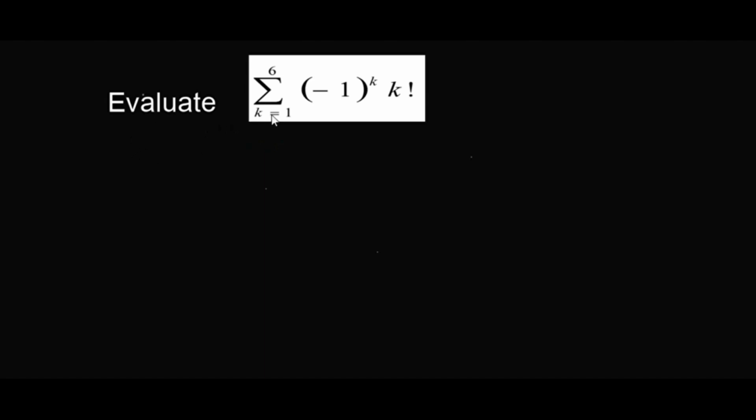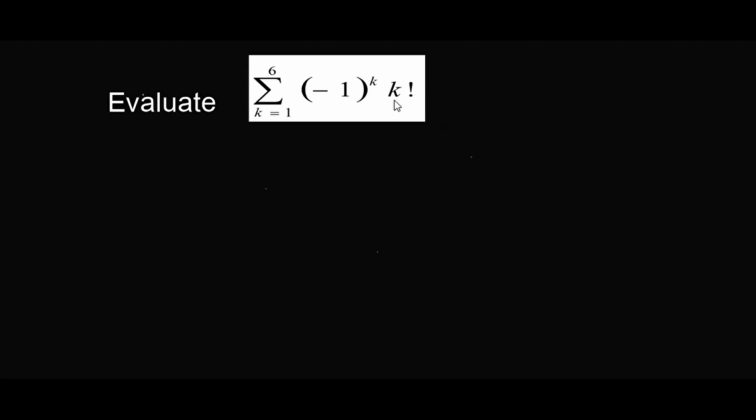What this simply means is that we are going to add the sum of values which is evaluated under this expression, starting from k equals 1 up to k equals 6. So the symbol here means summation. Simply, we are going to add the values that we obtain when we substitute the k values into this expression, and after that we add all the values.